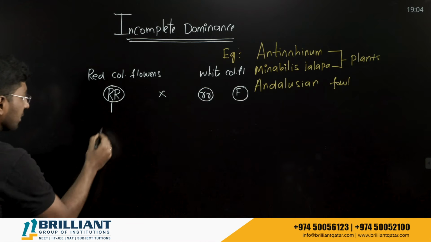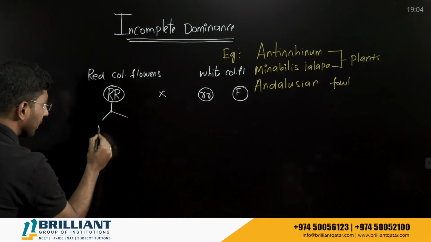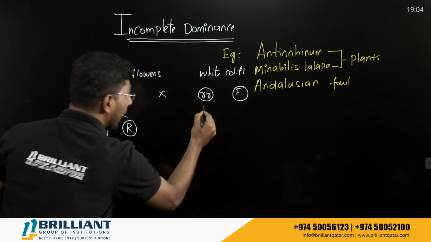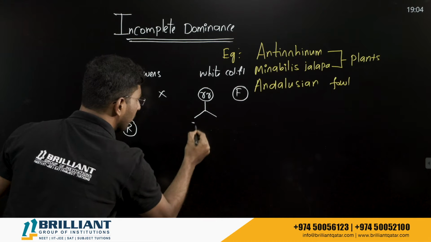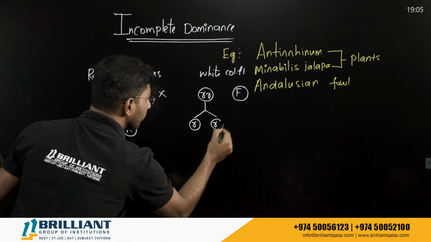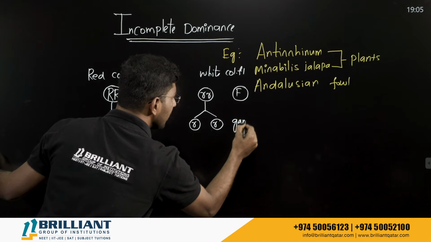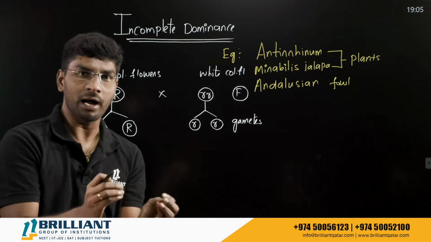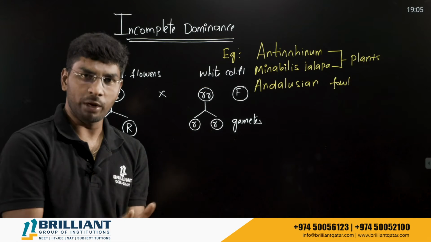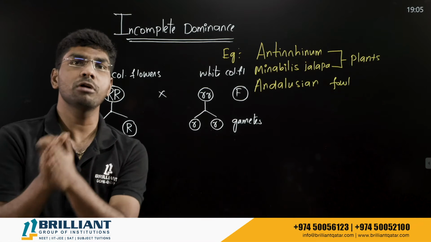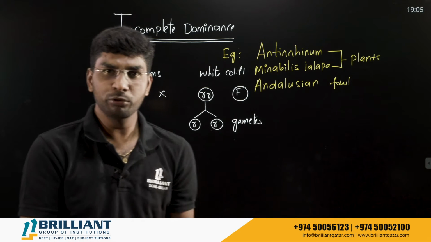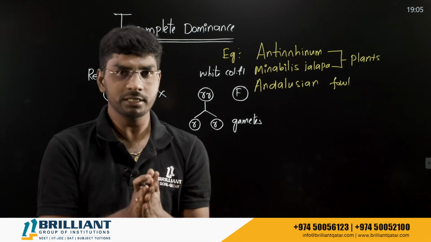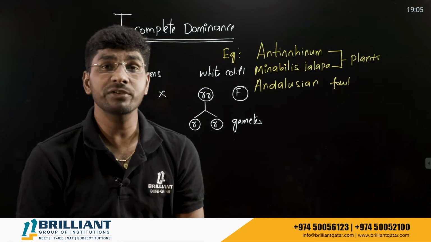Now look here. What gametes can form here? 2 gametes can form here. Capital R, 1 gamete, capital R, second gamete. 2 similar gametes here, and here also 2 similar gametes can form, small r, small r. In the Antirrhinum plant, 2 types of flowers are produced, red color flowers and white color flowers. I'm taking a red color flower Antirrhinum plant and crossing it with a white color flower Antirrhinum plant. So what exactly does the F1 generation show?